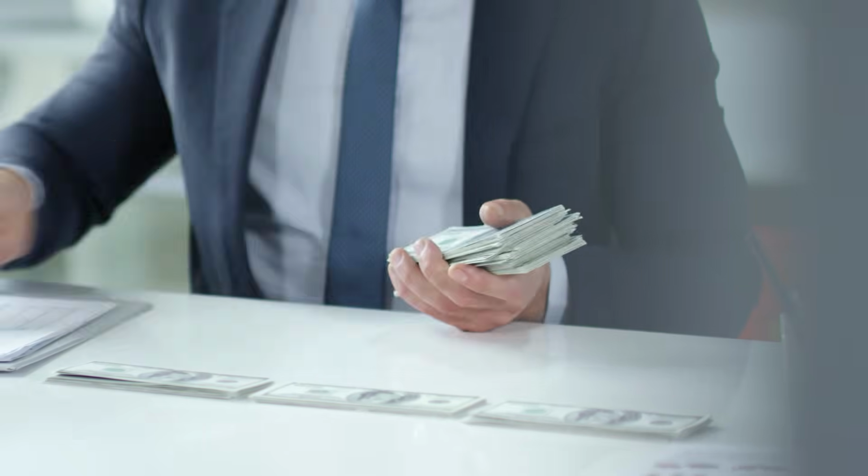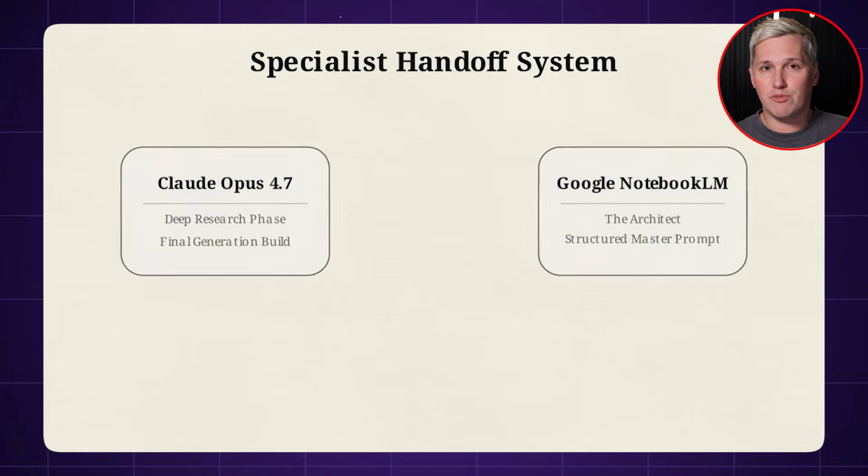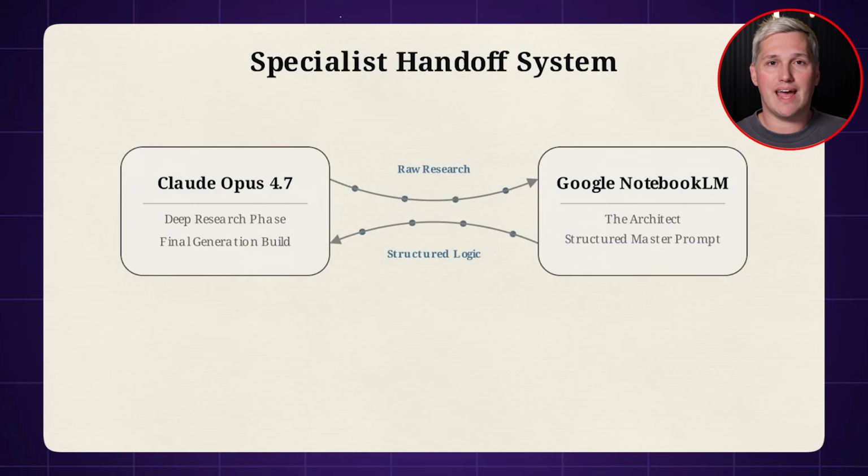Here is the twist almost nobody talks about. You can package the specialist handoff system into a productized service. Picture a freelancer who builds this into a monthly content retainer. They use Opus 4.7 for the deep research phase. They use NotebookLM to turn that research into a structured, ready-to-use prompt. They deliver finished assets to a handful of local service businesses every month.